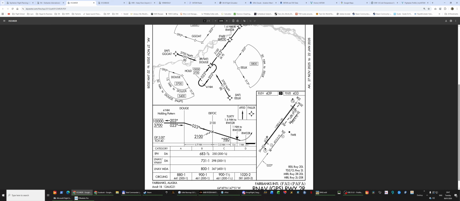This one has LPV minima. I don't know, Christian, does your aircraft support LPV? It does, yes. It does, good. This stands for localizer performance with vertical guidance. It has a decision altitude of 683 feet and 7/8 of a mile. We have 1.5 miles visibility reported, so we are within the minima.